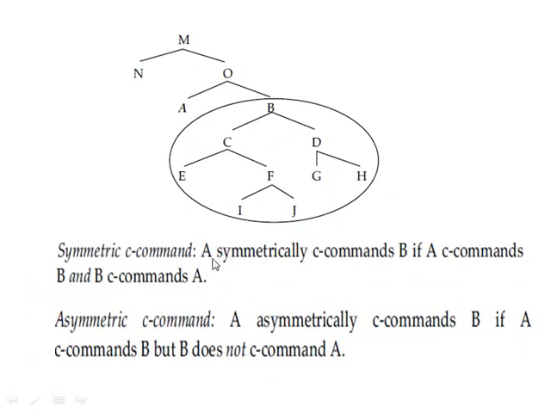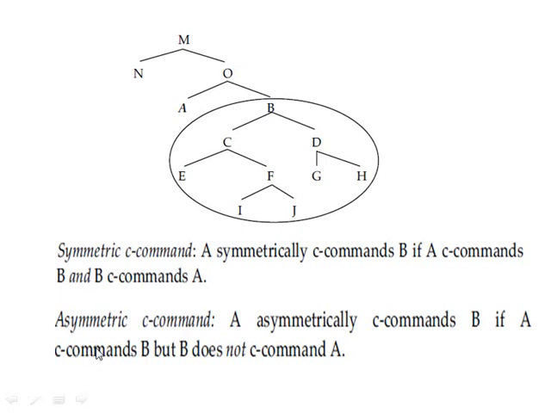Symmetric sigmens is, for example, A symmetrically sigmens B if A sigmens B and B sigmens A. Jadi jika saling sigmen itu disebut sebagai symmetric. Jadi A disebut sigmens B jika A sigmens B dan B juga sigmens A. Jadi jika mereka bisa saling sigmens disebut sebagai symmetric sigmens.